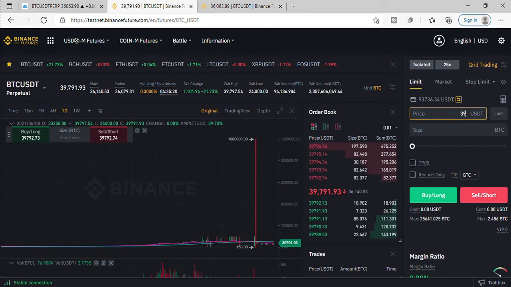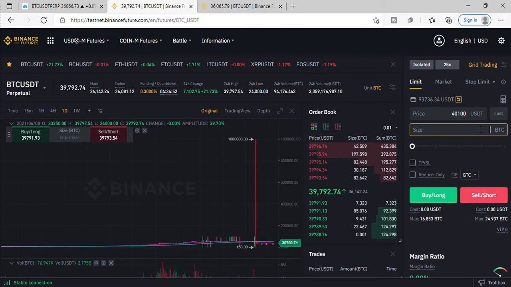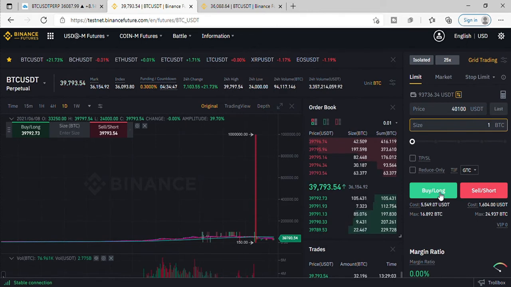Say from there, I wanted to place a long position. I want to place a long position when Bitcoin enters 40,100. That is when I want to enter the market. So I'll put that price there, and then the size is the amount of Bitcoin that you'd like to use to trade with. So I put, let's say, 1 Bitcoin, and I would click on buy long, for example. Okay, now once I click that, let's just use that example. I place long.